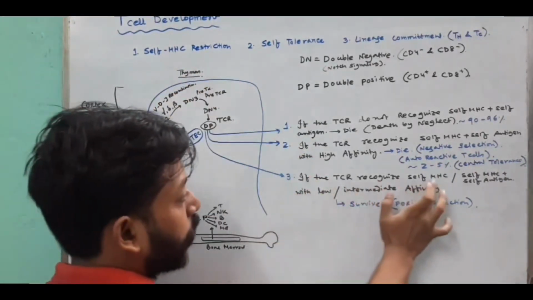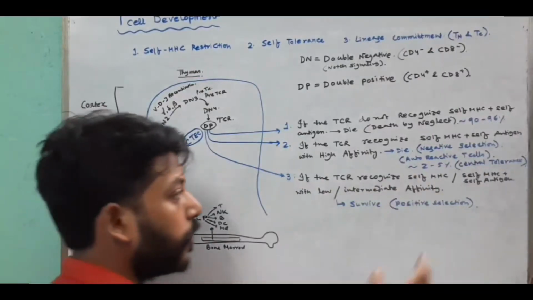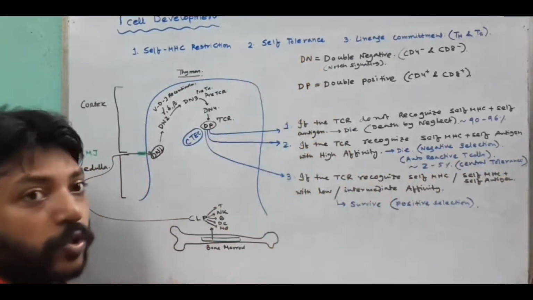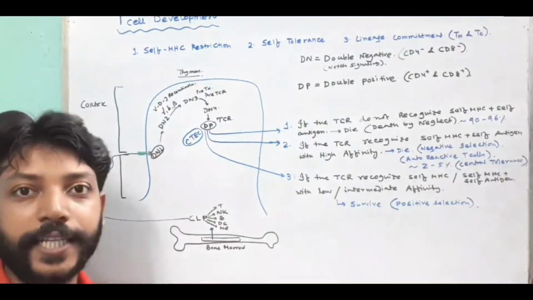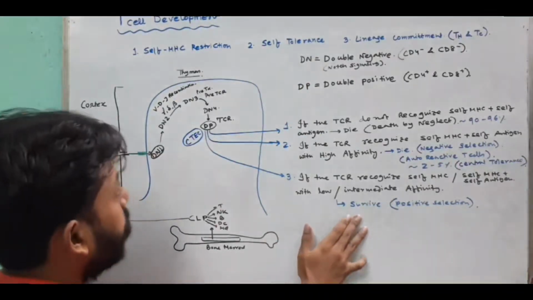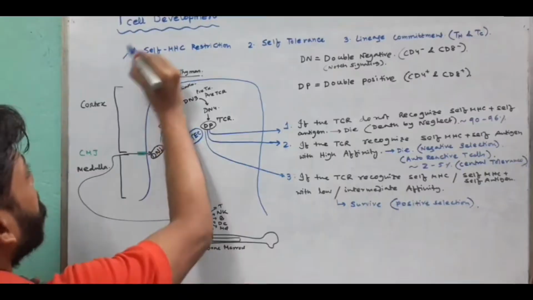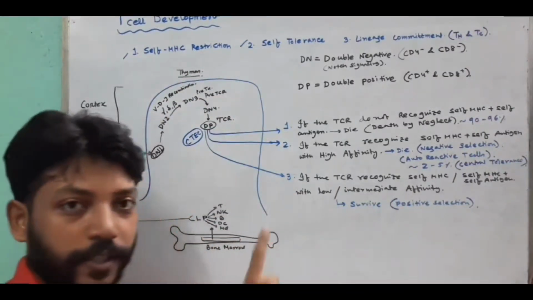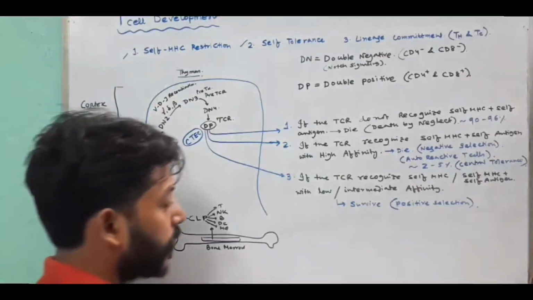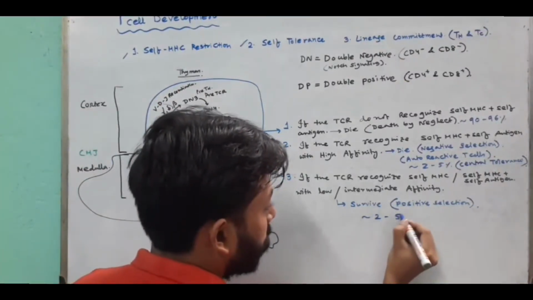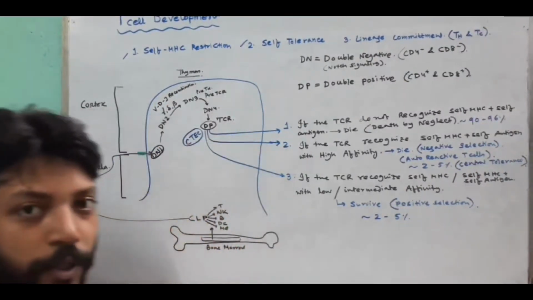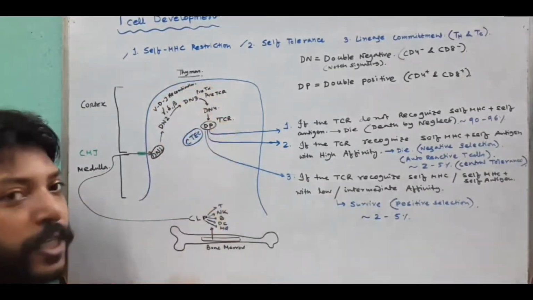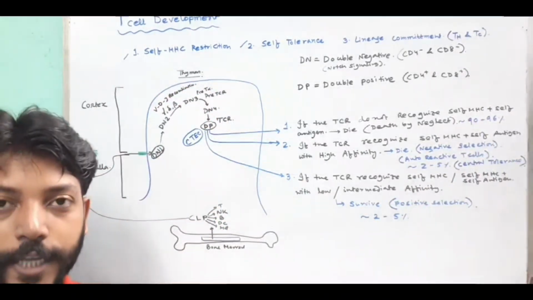This T cell receptor recognizes self-MHC or self-MHC and self-antigen with low or intermediate affinity. That means it is tolerating its own self-antigen. So these cells are maintaining the first and second rule, so they survive. This is positive selection. Approximately 2 to 5% of double positive cells survive. This is the only percentage that survives the training procedure of the double positive cell in the cortex.